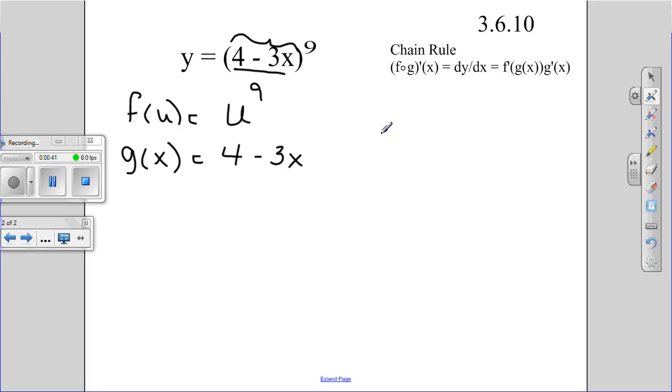So we can verify that this is indeed the function that we're dealing with by taking f composed of g of x, and we're going to get back (4 minus 3x) to the 9th. So this is our function.